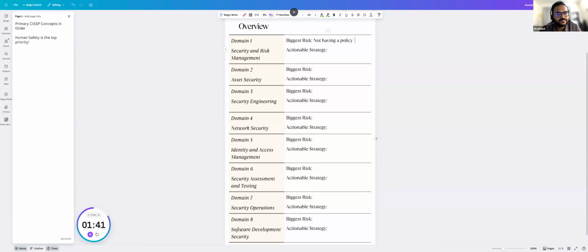Agreed. And we're going to come back to the actionable strategy on that after we've gone through domains 2, 3, 4, 5, 6, 7, and 8, and then we'll return to domain 1. Do you guys have anything to add for domain 1? Why is not having a policy a big risk in domain 1, Prashant?